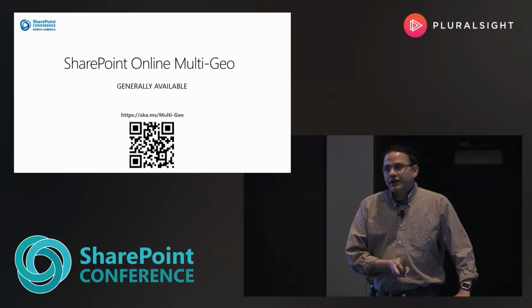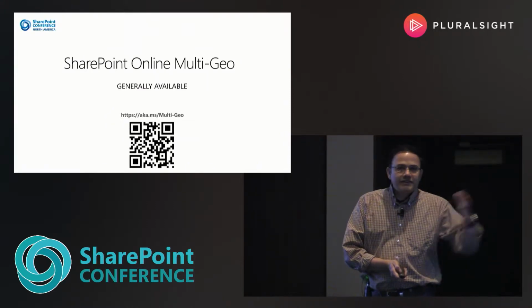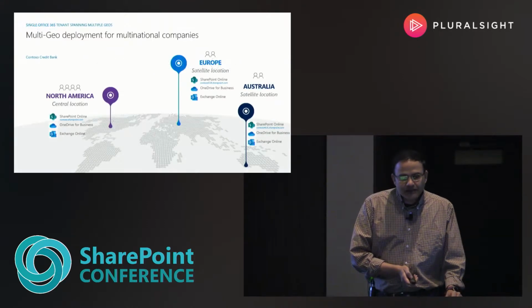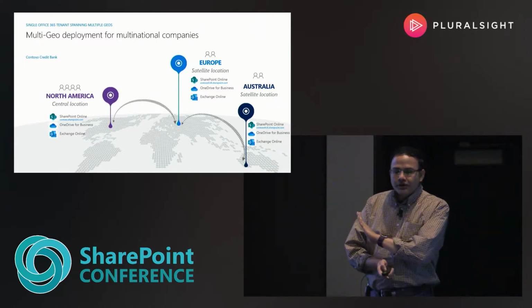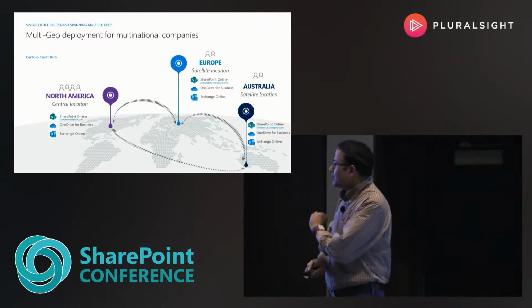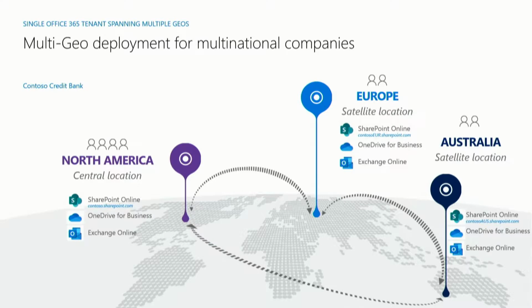So what is SharePoint Online Multi-Geo? How is it different from the existing OneDrive and Exchange Multi-Geo that we have? You remember the slide that I showed you at the very beginning, where as Contoso Credit Bank, I have a central location in North America and satellite locations in Europe and Australia. With SharePoint Online Multi-Geo, we have enabled the SharePoint capabilities for your satellite locations. So for example, in Europe, I am now able to get additional SharePoint capabilities as well.